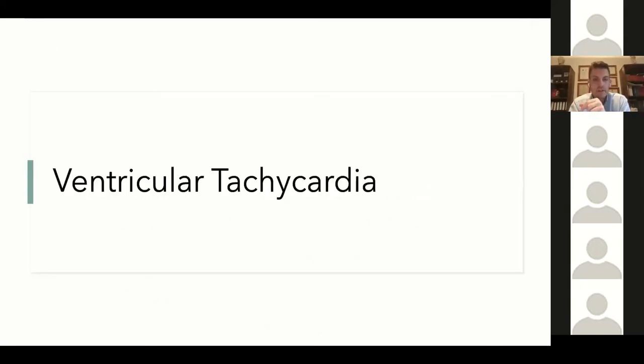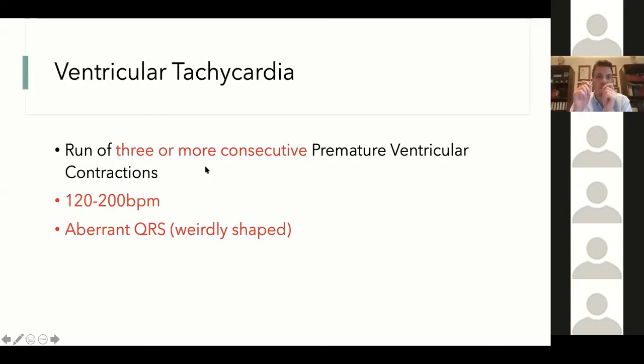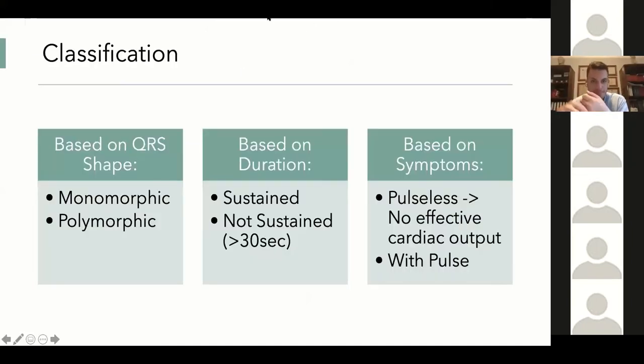So, ventricular tachycardia. We said that tachycardia means a pace of more than 100. The ventricles are firing between 120 and 200 beats per minute. It's ventricular, so it is logical that the morphology of the QRS will be aberrant, okay? And usually it initiates from the presence of three or more premature contractions, so three extrasystoles, and then we carry on firing at a very fast pace, causing ventricular tachycardia.